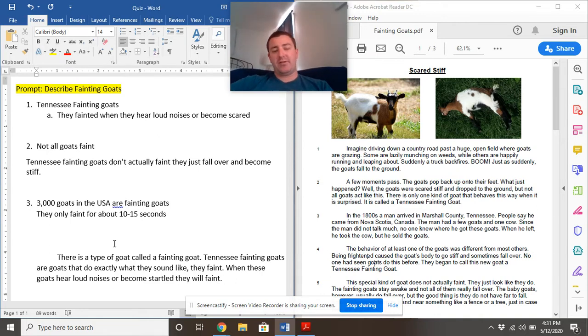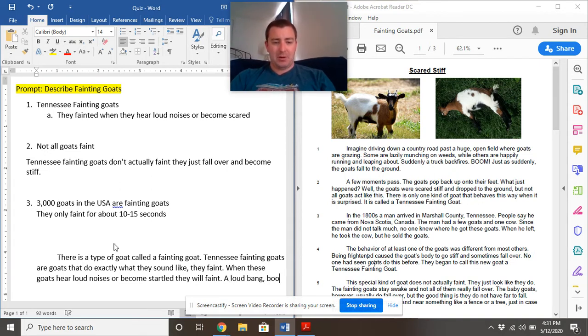Okay, so I went ahead and started writing my first detail, and I said Tennessee fainting goats are goats that do exactly what they sound like. They faint. Right out of the article. When these goats hear loud noises, they become startled and will faint. And then I'm going to elaborate a little bit more. I'm just going to keep stretching this out because there's a lot I can do with this. A loud bang, boom, or crash could send a goat to the ground.